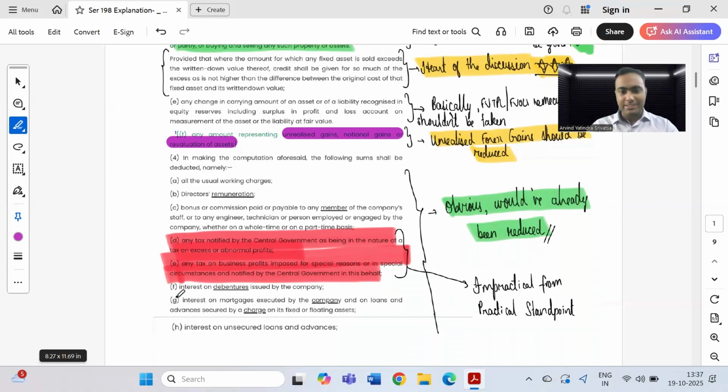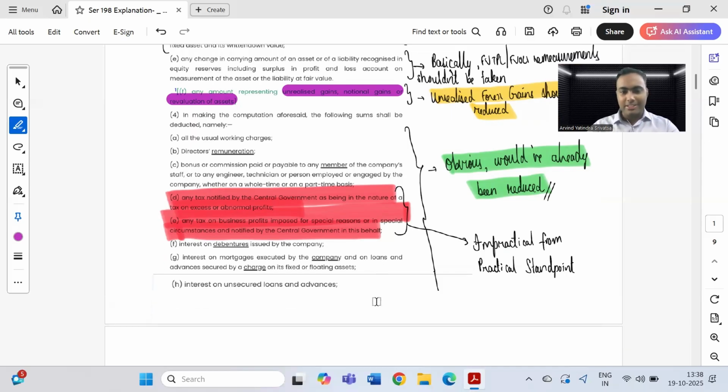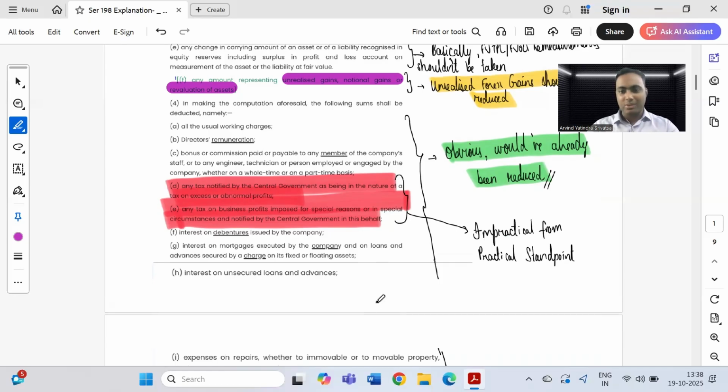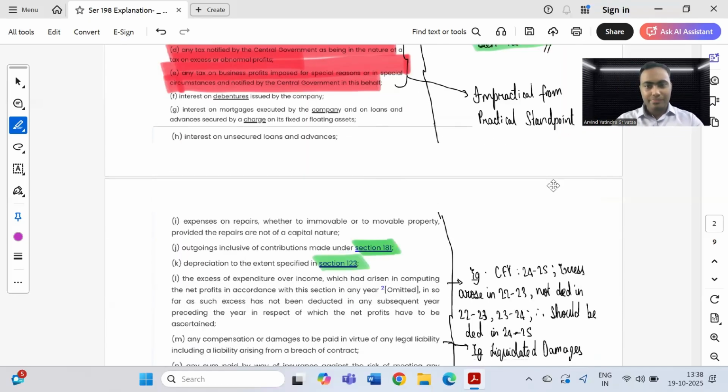Next, your interest on debentures issued by the company. Obviously, this would have already been reduced. Next, your interest on mortgages executed by the company. Again, this would have already been reduced as a part of your finance cost while arriving at your profit as per your profit and loss account. Again, your interest on unsecured loans and advances. Obviously, this would have already been reduced again. So you don't need to do anything again because it's already been removed.